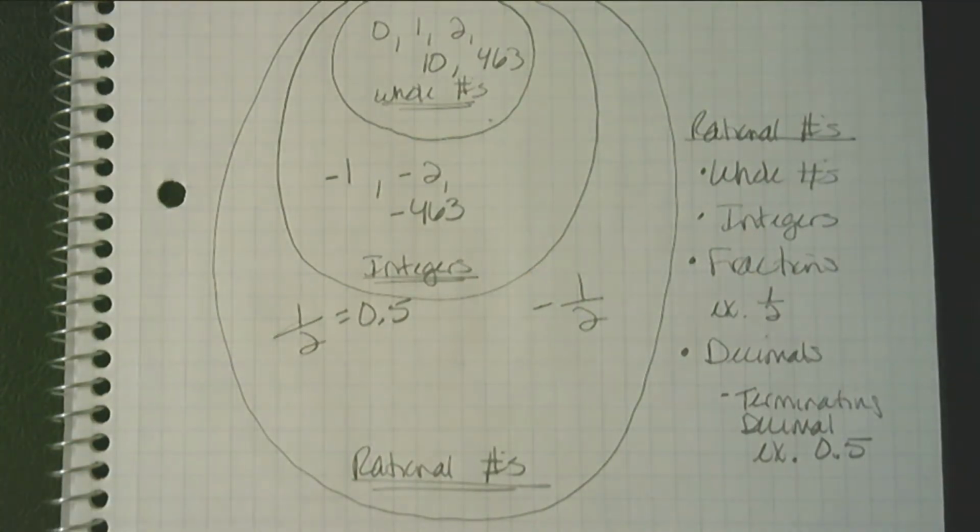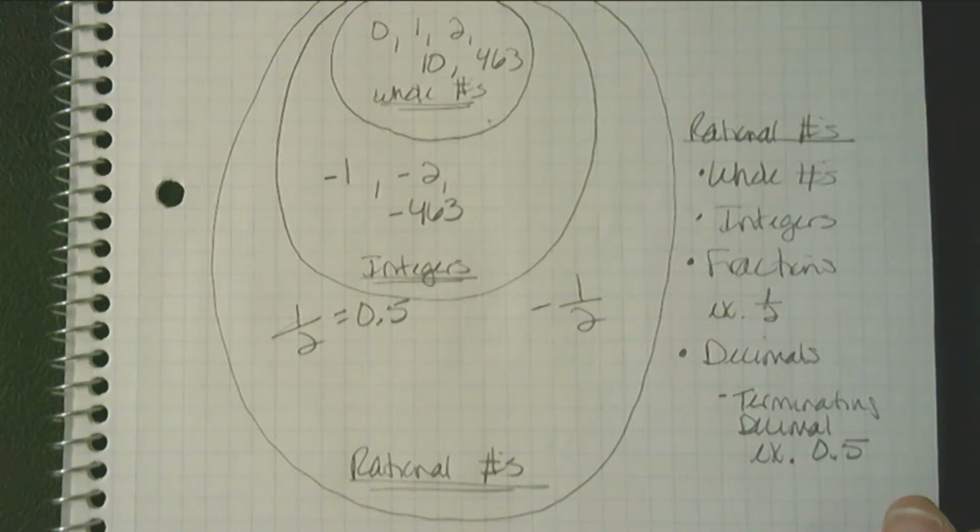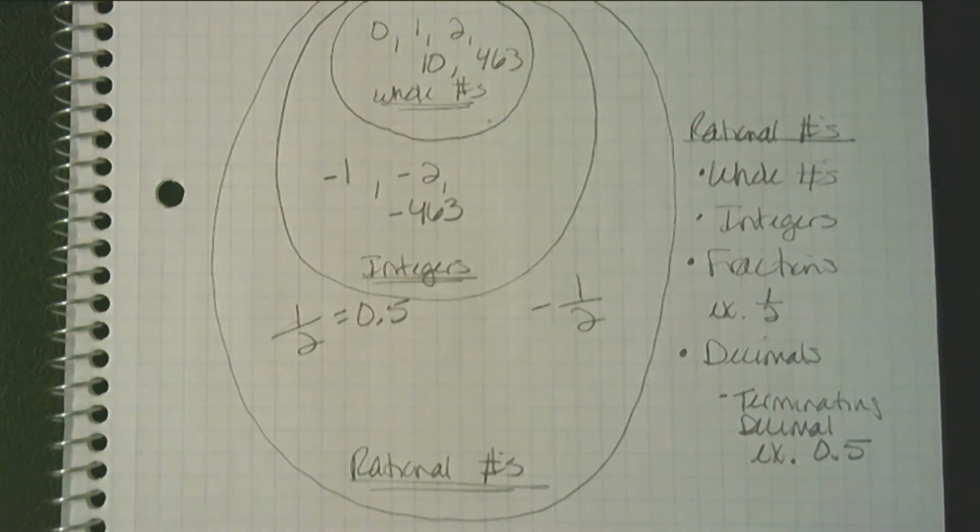Why is that considered terminating? Why is 0.5 or 1/2 considered a terminating decimal? It does equal a fraction, but not all fractions are going to be terminating decimals. Why is this considered a terminating decimal? Pierre, I need your thinking, please. Why is 1/2 equal to 0.5? Well, it is half. 1/3 is not a terminating decimal.